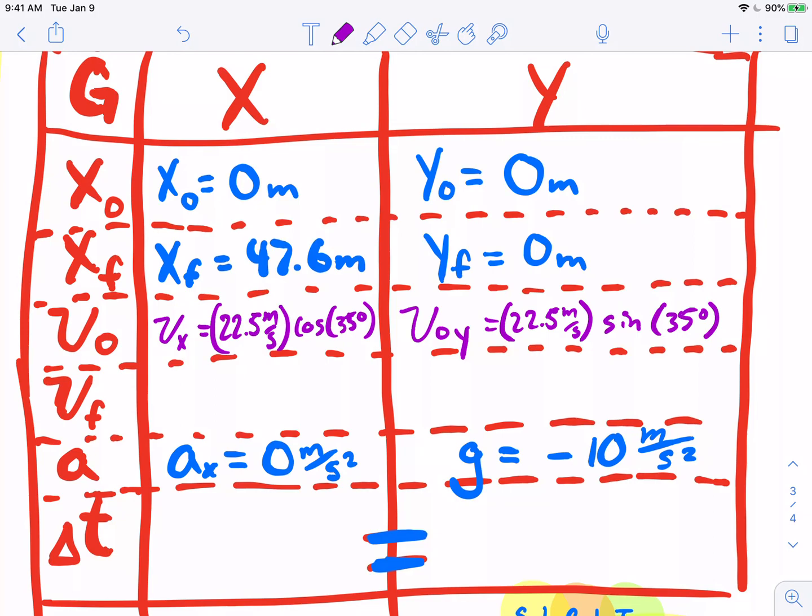All right, and then the final velocity for the x does not change. It's still Vx, because it's constant velocity. So it's going to be that same stuff. And the final velocity for the y, not VO, VF.